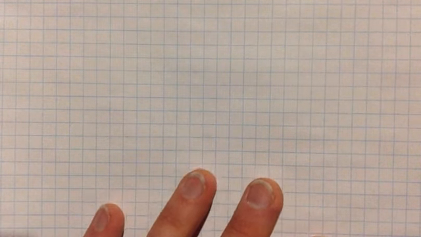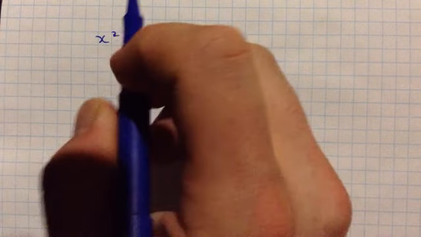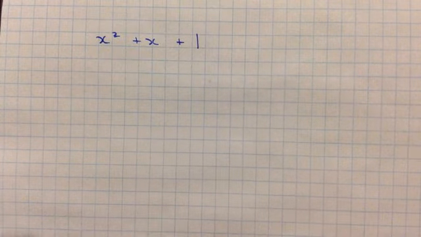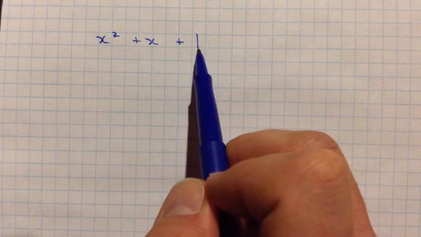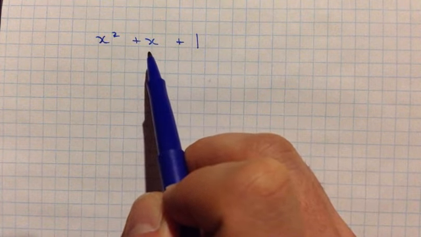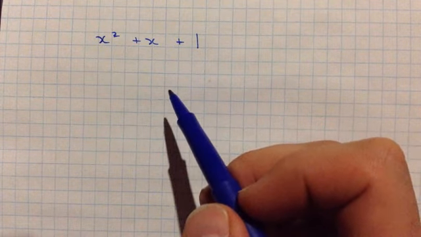Okay. Let's take a look at, near the top of my page here, x squared plus x plus 1. So, okay, what I'm looking for now are two numbers that multiply together to give me 1 and add together to give me 1. So you might start thinking, well, this might have to be some kind of fraction-y thing or something like that.